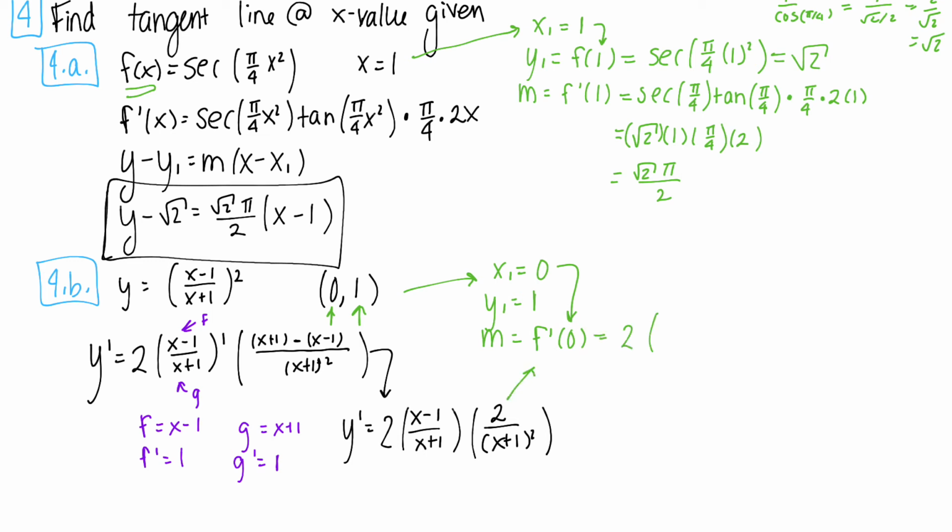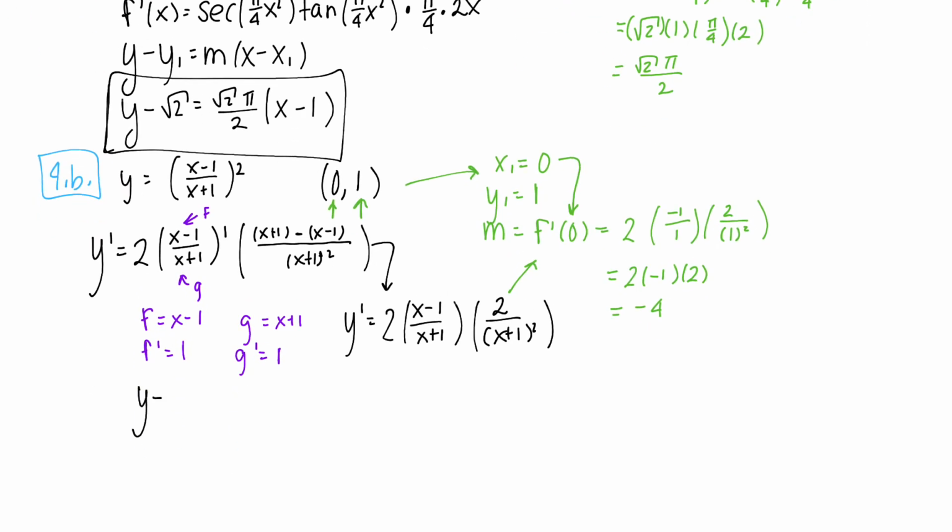So we have 2 times 0 minus 1 is negative 1, 0 plus 1 is positive 1. 2 over 0 plus 1 is 1 squared. So you get 2 times -1 times 2, which is -4.